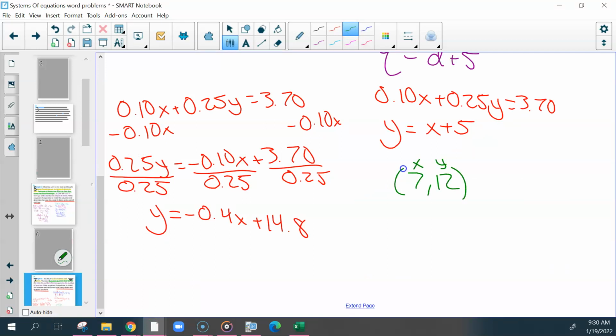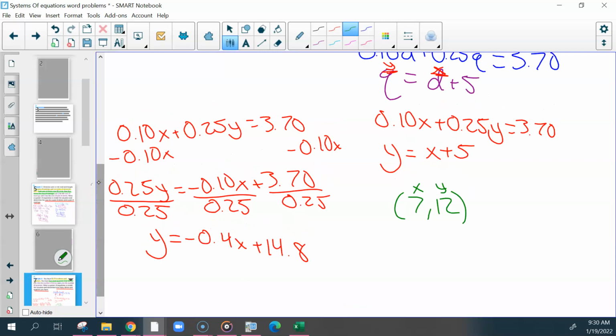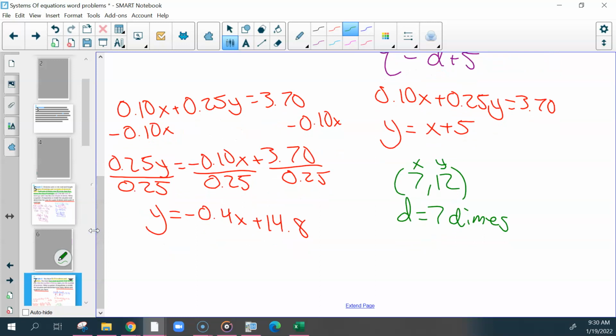And then you would need to go back and tell me which one is which. So our x's here, we use D for our x's. And then y was our quarters.